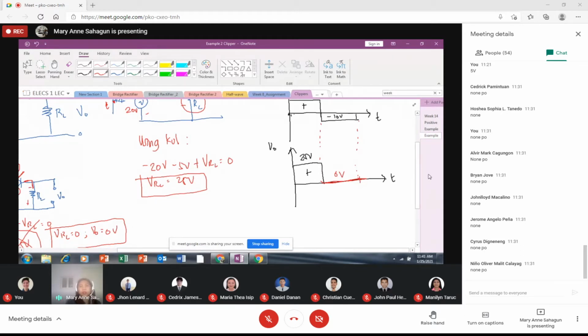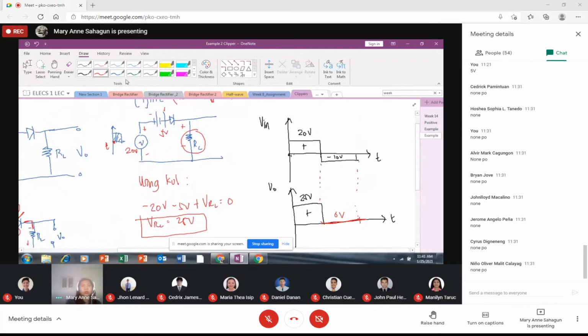If you have some questions, you may raise them now. So this is now the required output versus the input voltage. No? So you cannot get a correct waveform not unless you have a correct solution. You cannot get a correct solution not unless you have a correct analyzation. So the chat box is now open for some questions and clarifications.